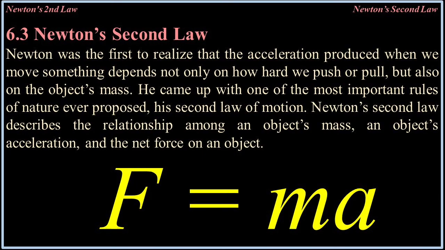6.3, Newton's second law. Newton was the first to realize that acceleration produced when we move something depends not only on how hard we push or pull, but also on the object's mass. He came up with one of the most important rules of nature ever proposed, his second law of motion. Newton's second law describes the relationship among an object's mass, an object's acceleration, and the net force on an object. F equals ma.